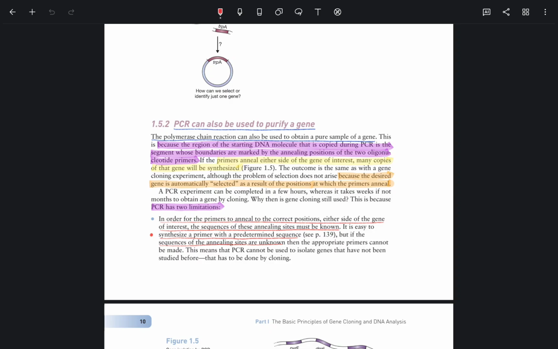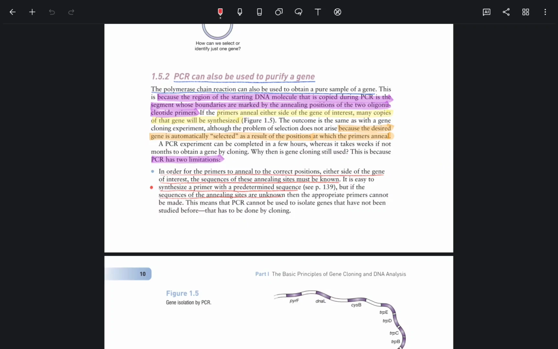PCR has two limitations. In order for the primers to anneal to the correct positions either side of the gene of interest, the sequence of these annealing sites must be known. It is easy to synthesize a primer with a predetermined sequence, but if the sequences of the annealing sites are unknown, then the appropriate primers cannot be made.